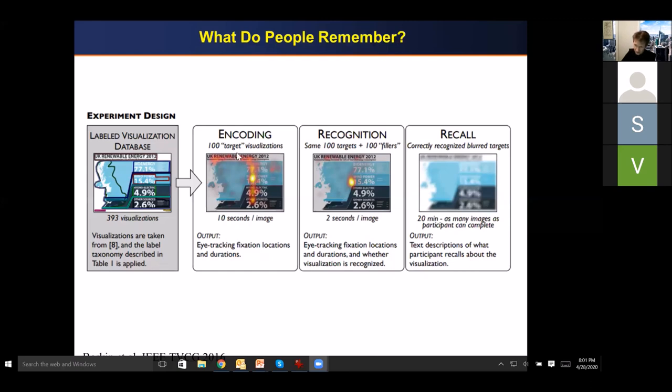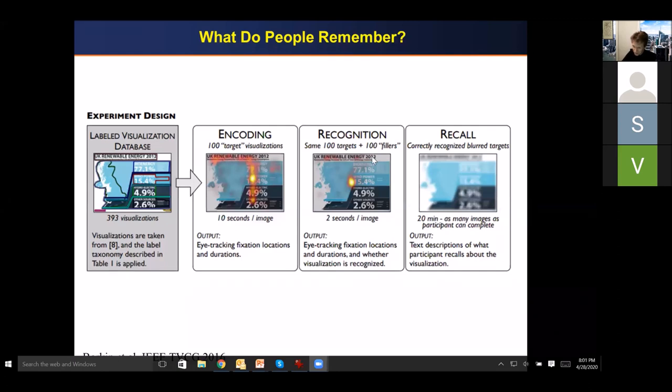You would show people 100 target visualizations and do eye tracking on them. These people looked at each image for 10 seconds and their eyes were tracked. These hotspots here are the average eye maps, the tracking maps. You can see people really look at the titles. Of course, everyone looks at the middle of the picture first, but they really inspect the titles and these numbers.